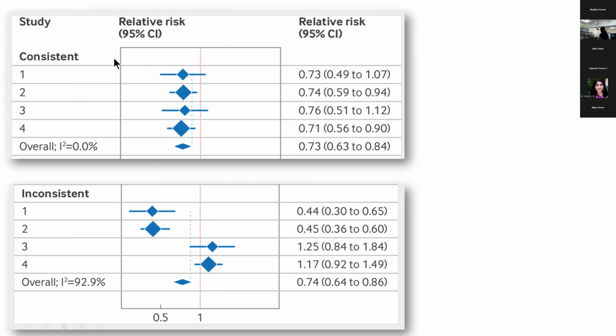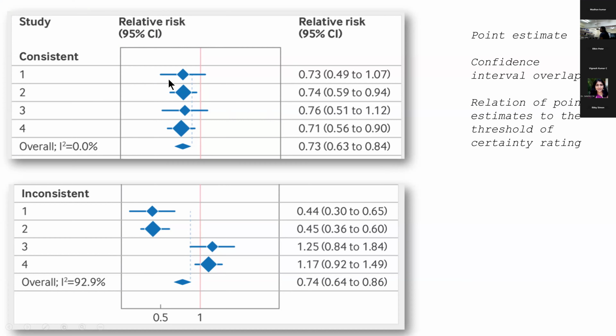What were your reasons for saying it's consistent? So we look at the point estimates. They're all similar: 0.73, 0.74, 0.76, 0.71. The second thing we used was the confidence interval. We saw all of them are overlapping. And the third was, we looked at the relation of all these results to your threshold of certainty testing. They're all on one side of the null hypothesis. So we would say that this is a consistent study.